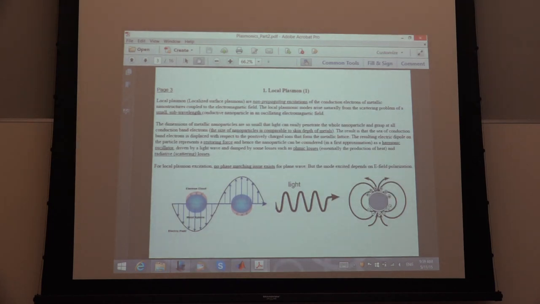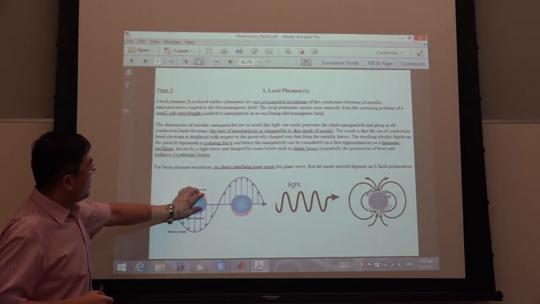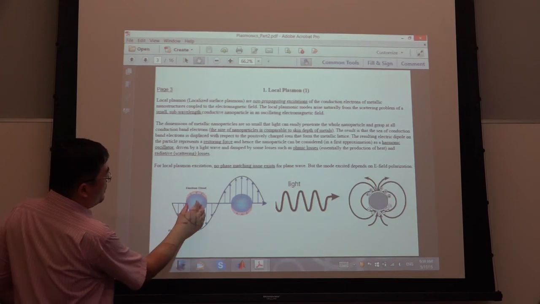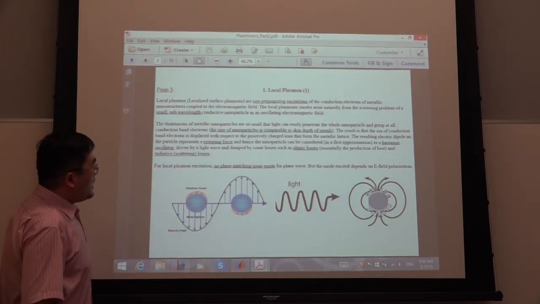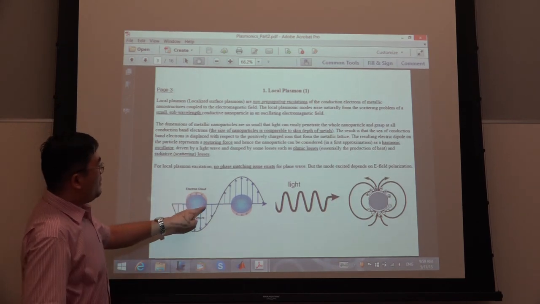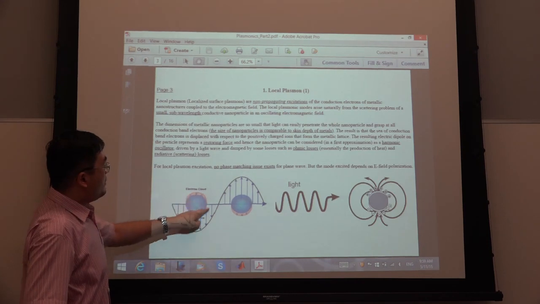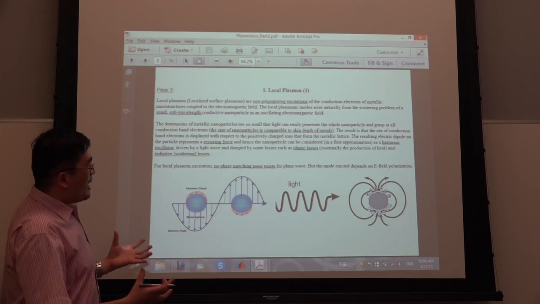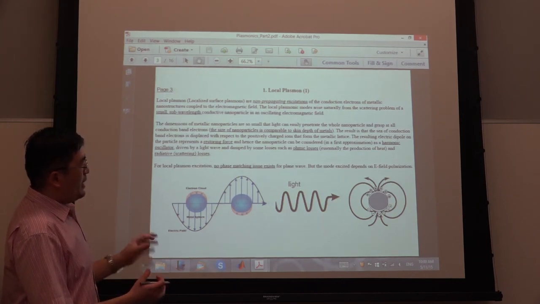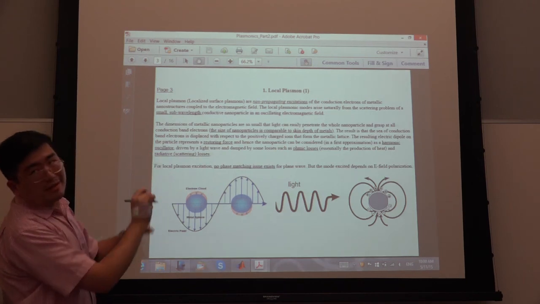You can see here this is a very classical picture. It has bulk electrons within the nanoparticle. When you add an E field, the bulk electrons will oscillate up and down. The important thing is the size. If the size of a nanoparticle is comparable to the skin depth, the electromagnetic wave can penetrate the whole sphere.